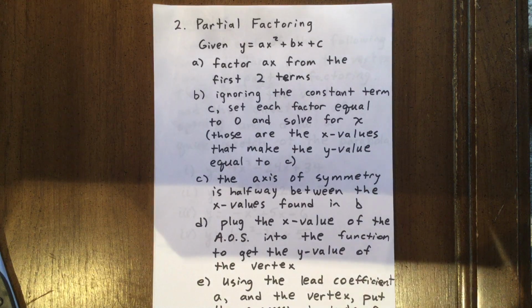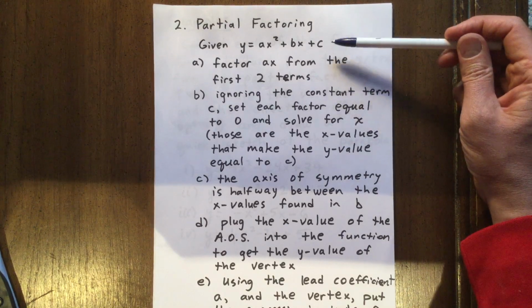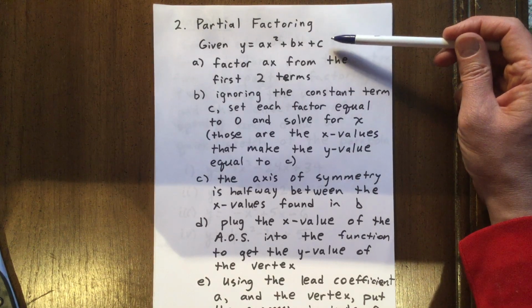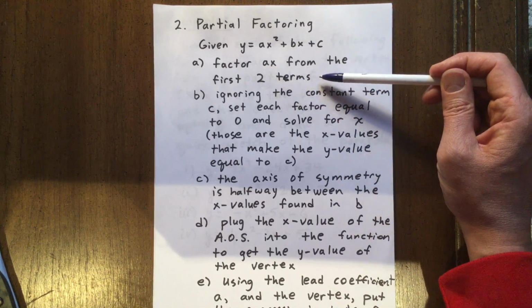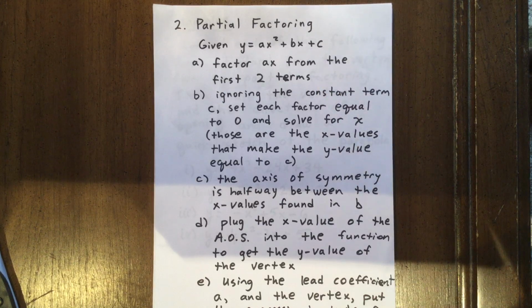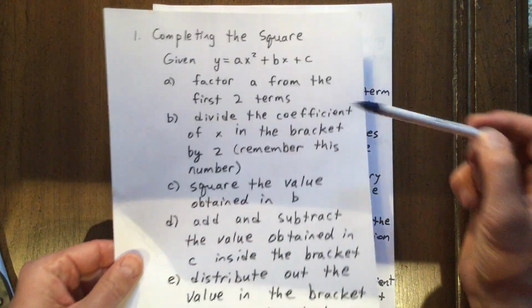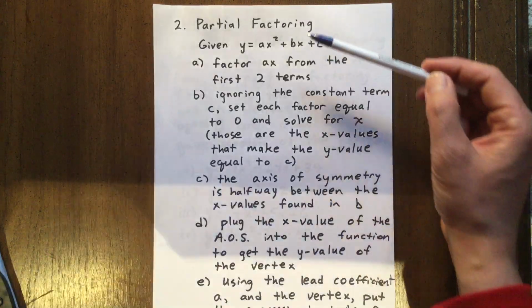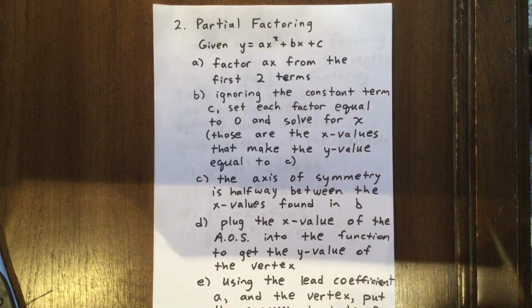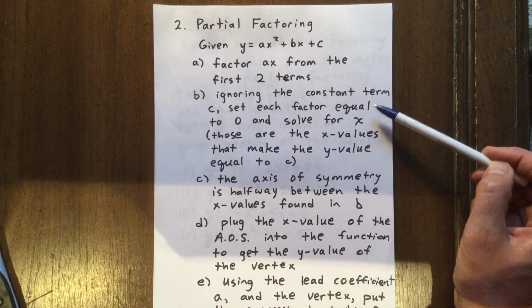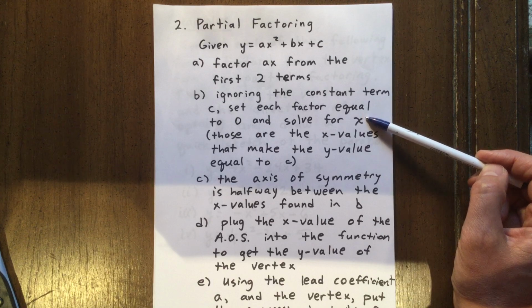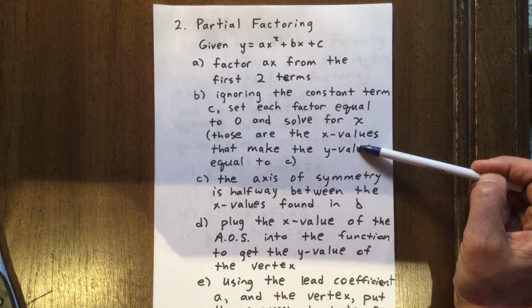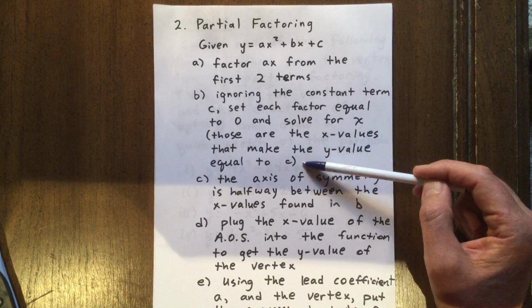Okay, this gets us to our second method of converting to vertex form, which is partial factoring. And what we're going to do here is, given the quadratic ax squared plus bx plus c, we're going to factor ax from the first two terms. When we use completing the square, we only factor a from the first two terms. But when we do partial factoring, we factor ax from the first two terms. We then ignore the constant term c, and we set each of the factors that results equal to 0 and solve for x. And these are going to be the x values that make the y value equal to c.